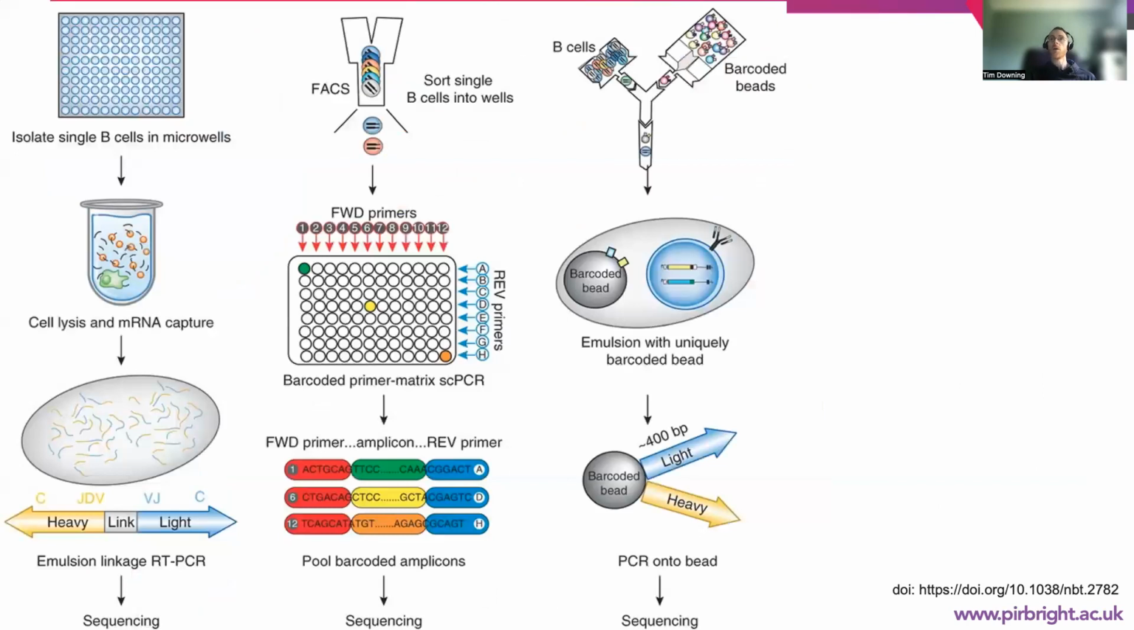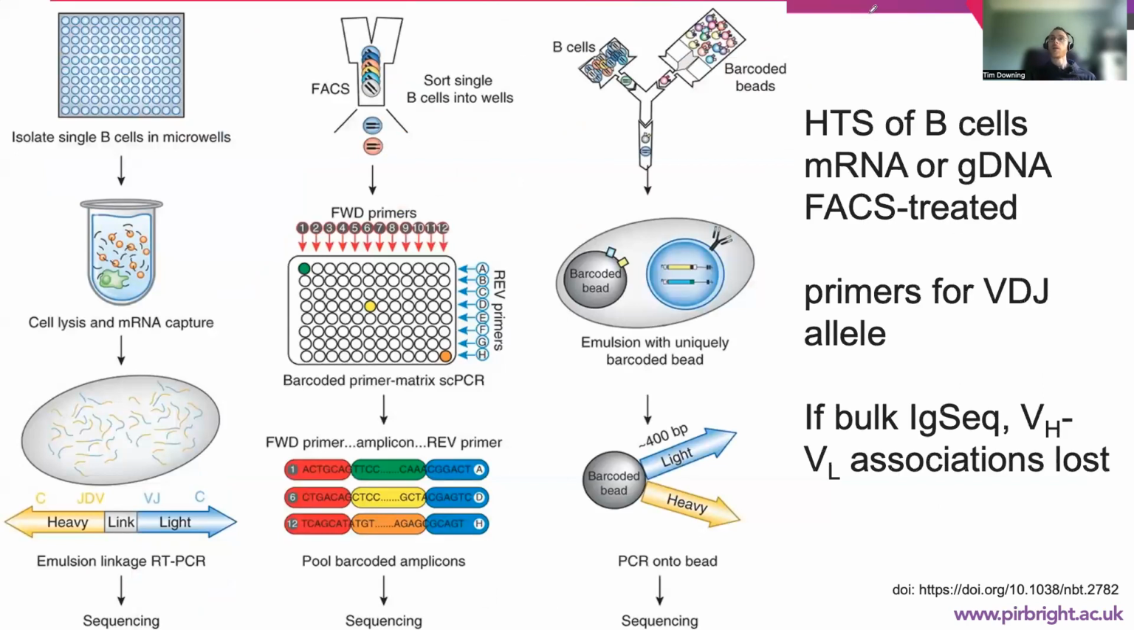This diagram shows sequencing of B cells, the mRNA or gDNA after a FACS treatment. This uses primers for the VDJ allele. I note that this differs from the bulk approach for IgG because that loses the heavy chain light chain associations.